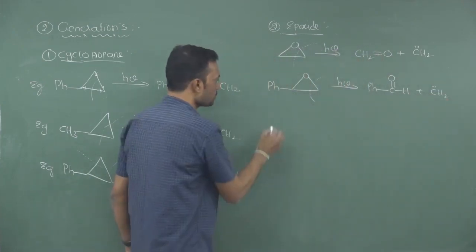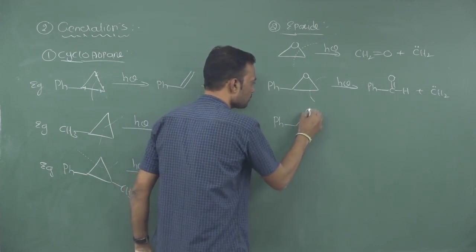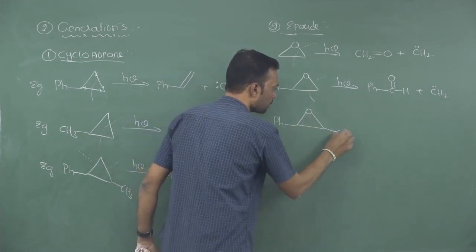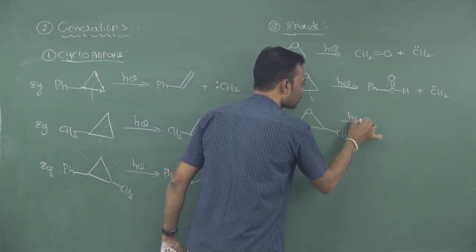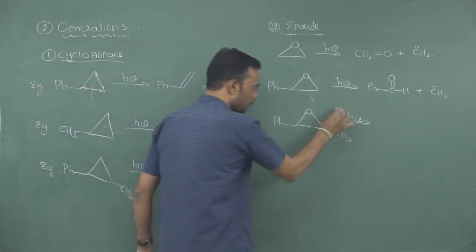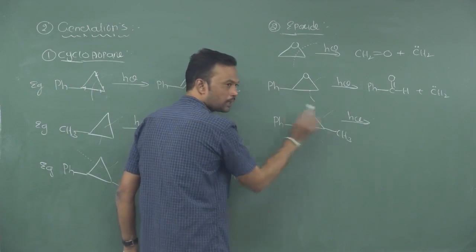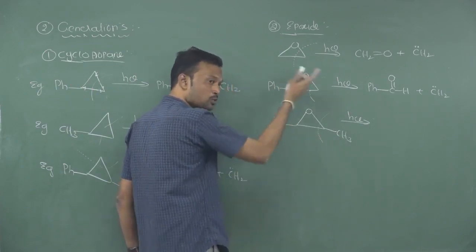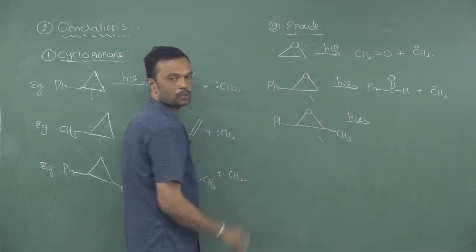Suppose I write two unsymmetric substitutions. Here I am writing CH3, and I would like to generate a carbene under photochemical conditions. Which side would I like to break, left side or right side? Right side. Why? Because the methyl radical is unstable, and the radical with benzene is more stable. The unstable side we need to break.